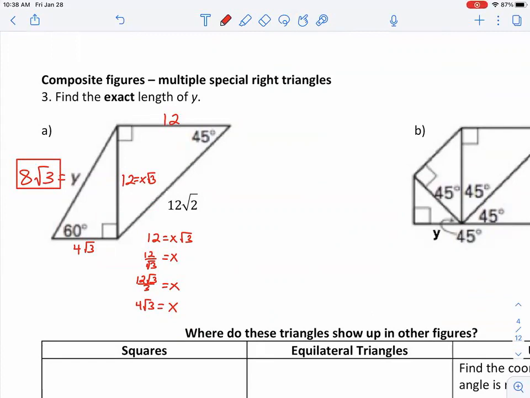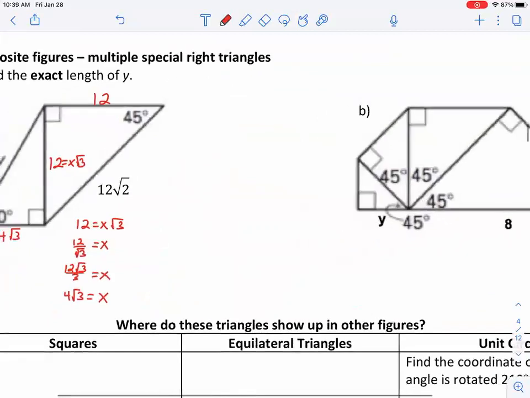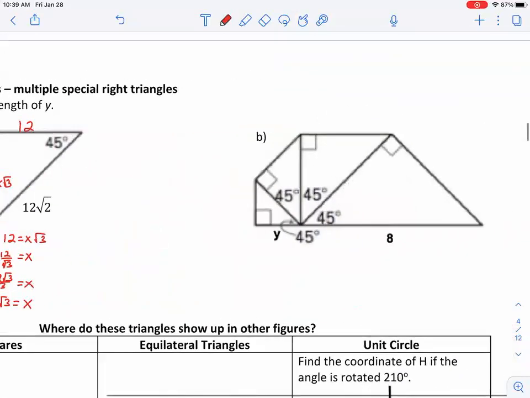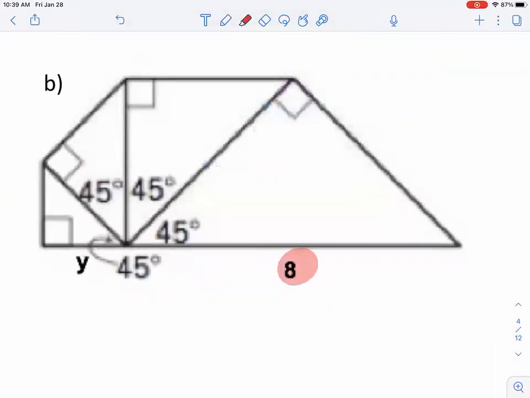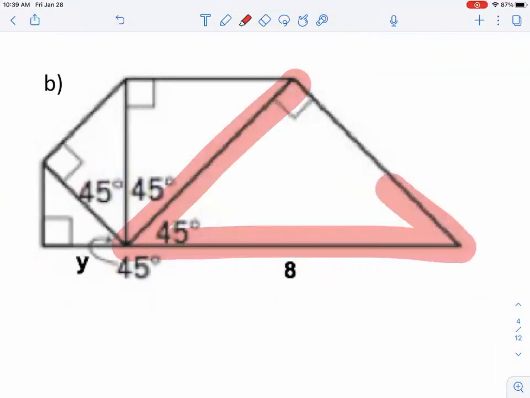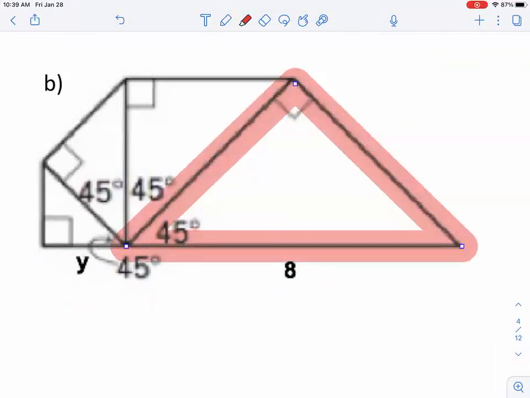Okay, part B. We have kind of a crazy looking figure here. So let's try and figure out, where do we start? Well, we know we're given this side, which is part of this triangle. And so let's look at that 45, 45, 90 triangle.